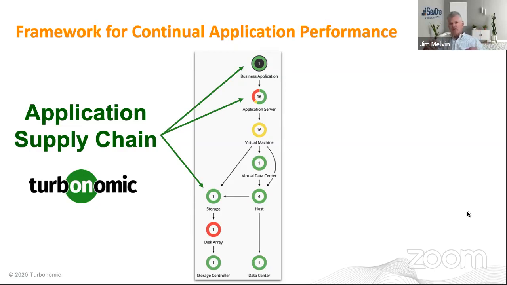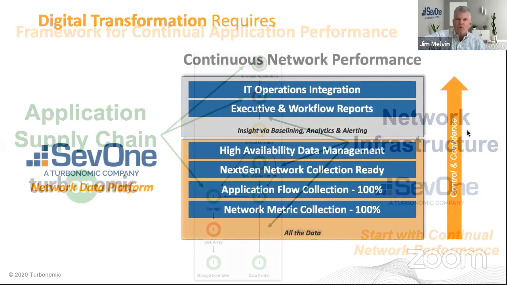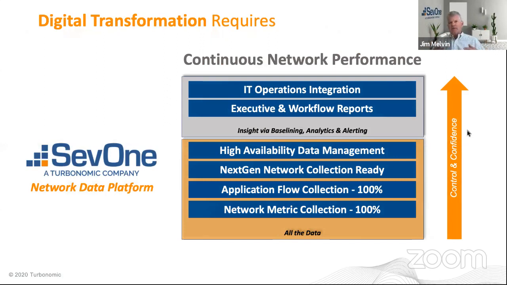Well, then where does Sev1 fit in? Sev1 is really all about the network infrastructure. Because if I want the application to deliver performance and I have the application supply chain understood, what lives underneath that is, of course, the network. And that network lives not only in the data center, but on the distribution path to the consumers of these mission critical applications. So how do we assure application performance?